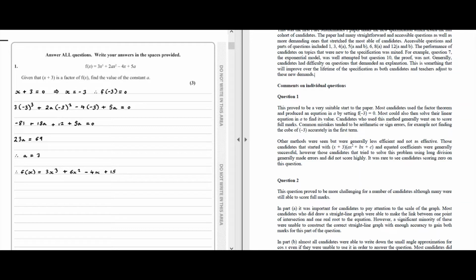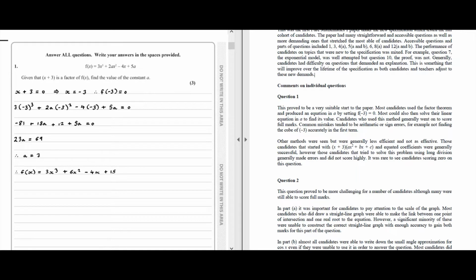Question number 1. This proved to be a very suitable start to the paper. Most candidates used the factor theorem and produced an equation in a by setting f of minus 3 equal to 0. Most could then solve their linear equation in a and find its value, and that's exactly what we did. Candidates who used this method generally went on to score more full marks. Common mistakes tended to be arithmetic or sign errors, for example, not finding the cube of minus 3 accurately in the first term. And I always say, put it in brackets and then substitute into your calculator. That would help to ensure that you're not making sign errors.